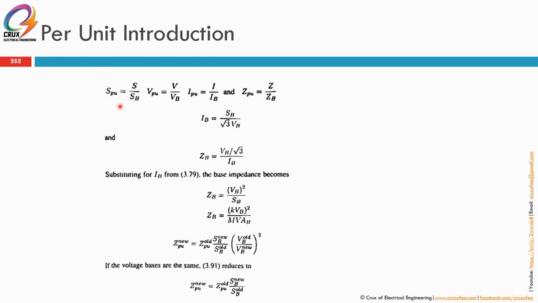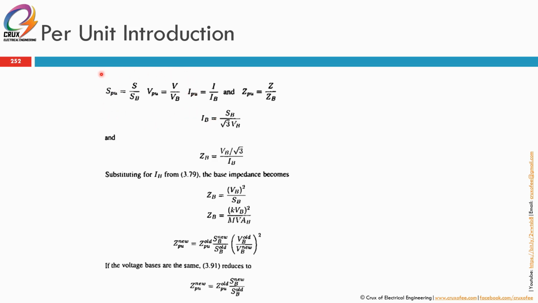So you have your apparent power per unit, which is the apparent power of your equipment divided by the selected base apparent power. Then voltage per unit is the voltage of your equipment divided by the base voltage of your selection. The same goes for current: I per unit equals the current divided by the base current, and Z per unit equals the impedance divided by the base impedance. So for the per unit introduction, you only need to specify these two values first.